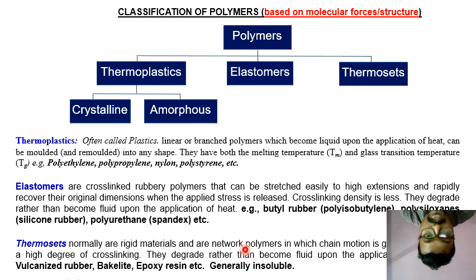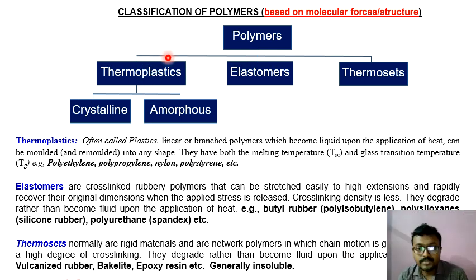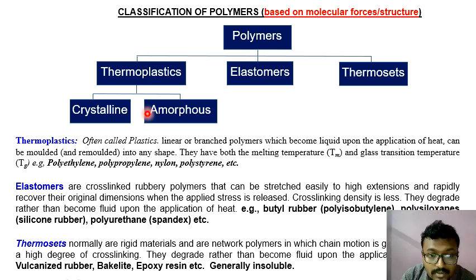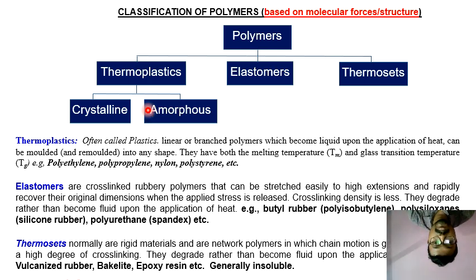So polymer can be of different types based on their molecular force. When there is linear and branch polymer, then it forms thermoplastic polymer. Thermoplastic polymer can be crystalline or amorphous, right? Polyethylene, polypropylene, nylon, polystyrene, these are examples of thermoplastic polymer. Now this thermoplastic polymer can be transformed into different types of shape.